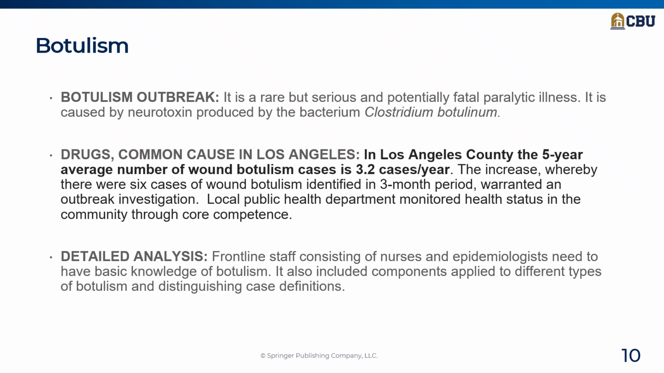This includes interpreting data, allocating resources, developing control strategies, and determining whether additional response protocols are needed. This outbreak illustrates how core public health competencies, from surveillance to strategic decision making, are essential in detecting and responding to rare but high consequence diseases.